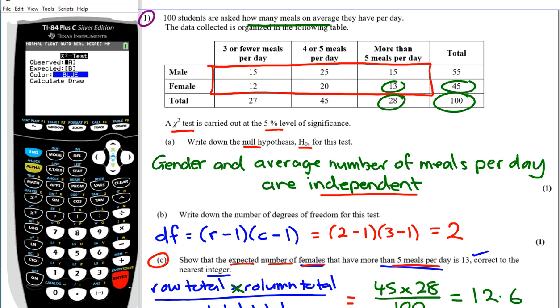Observed is in A, that's what we put in, matrix A. Expected frequency is going to be calculated for us in B. Just go straight down to calculate. Here are our answers. So see, they've told us 3 answers. They've told us the chi-squared value, which is the value at the top. They've told us the p-value, which sometimes can be useful. Maybe they're going to ask for that later, so you might want to write it down somewhere.